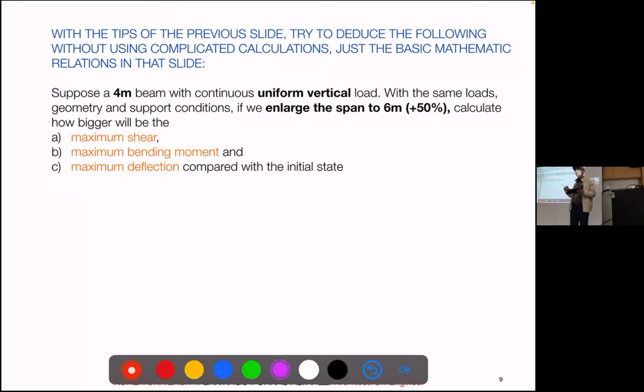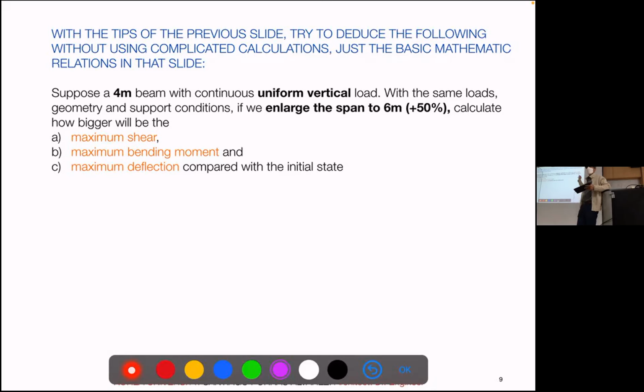How will the shear, the moment, and the deflection change related to the initial state with the same load, only changing that distance? Can you do it? Do you understand the question? This is a favorite exam question.